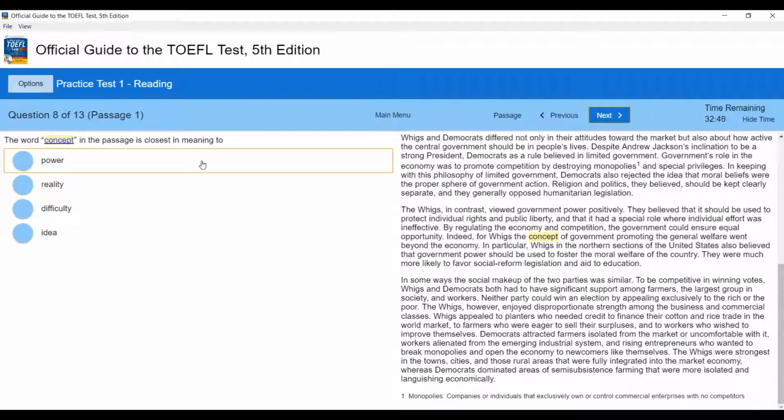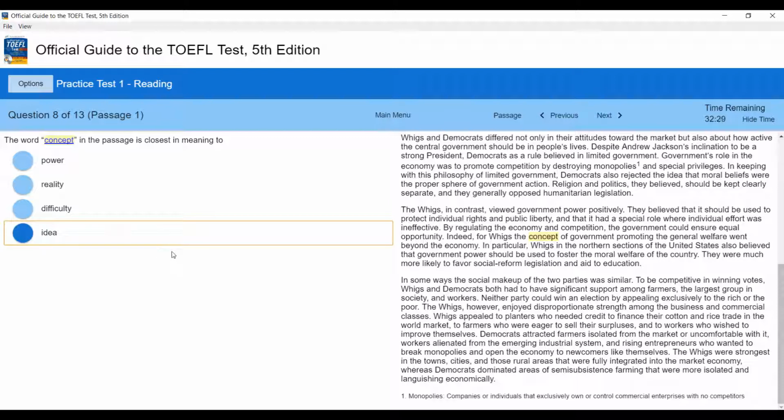Another vocabulary question, so concept. Indeed, for Whigs, the concept of government promoting the general welfare went beyond the economy. So concept is like an idea. Yeah, I would just go with the word idea. That one is a bit easier.